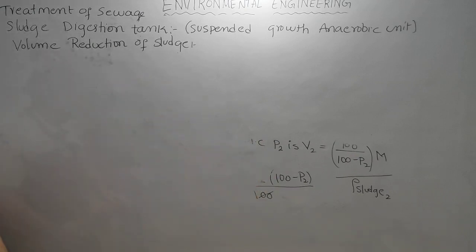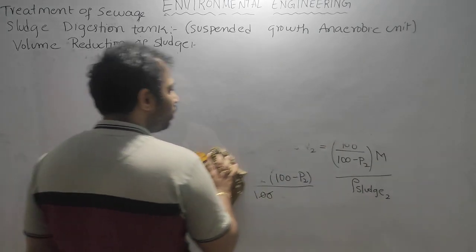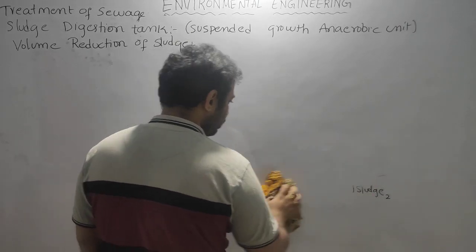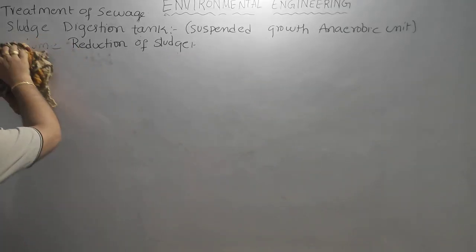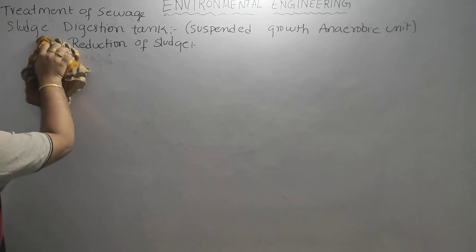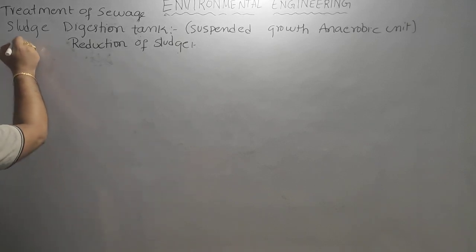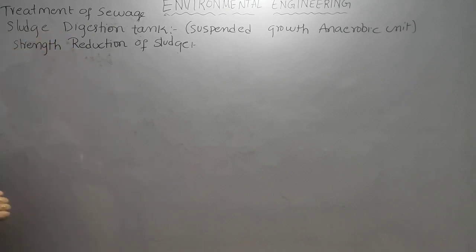Now, next is strength reduction. Strength reduction means BOD destruction. Whatever sludge you send into the system, that sludge will convert some part into gases, some part into a liquid, and some part into a digested sludge. I already told you there will be two phases.